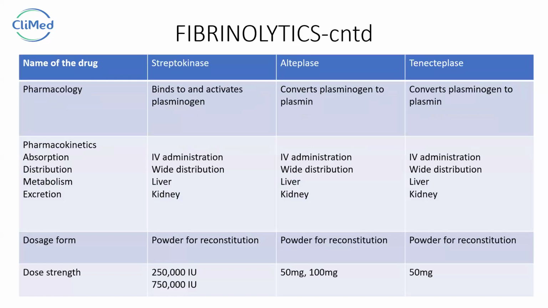Pharmacology: it converts plasminogen into plasmin. Pharmacokinetics: absorption via intravenous administration. It has a wide distribution, and is metabolized through the liver and excreted through the kidney. Dosage form available for reconstitution. Dose strength available: 50 mg and 100 mg.